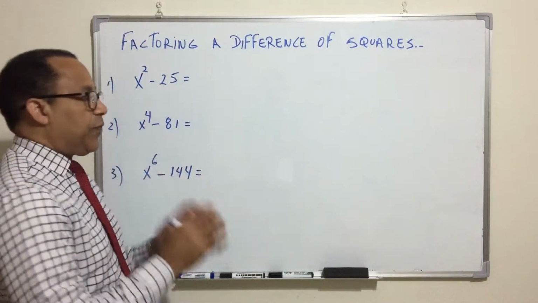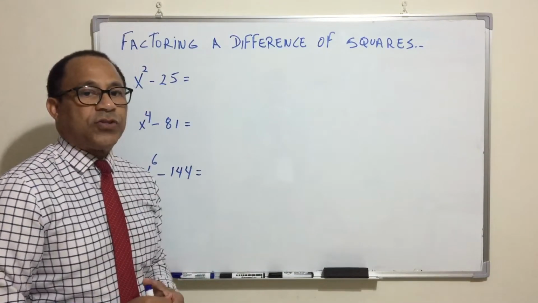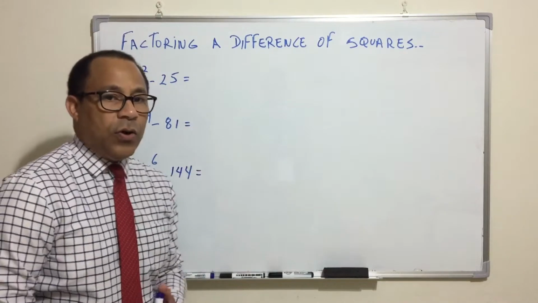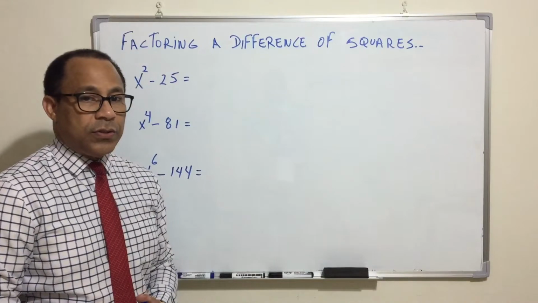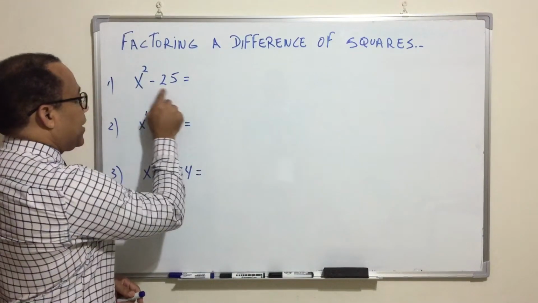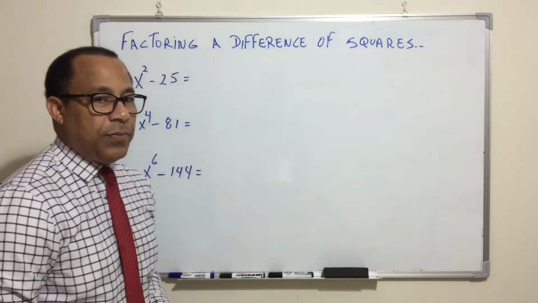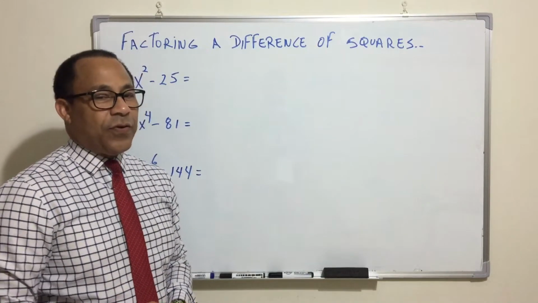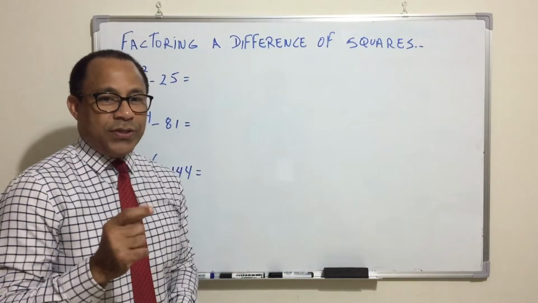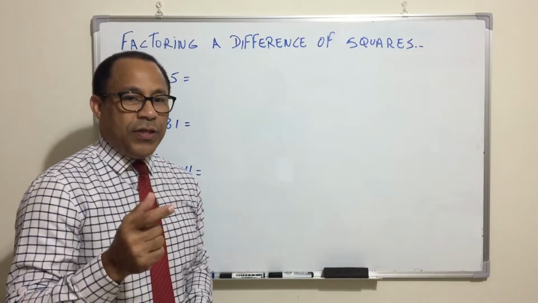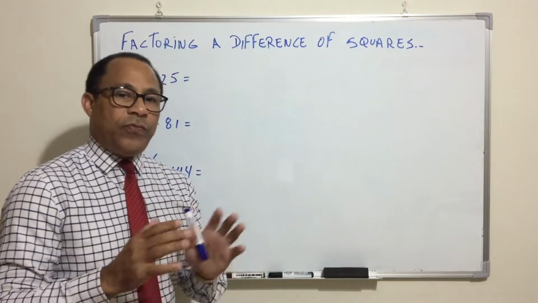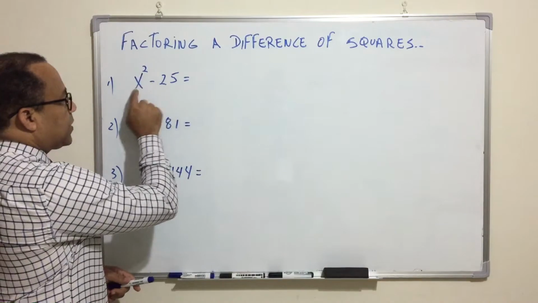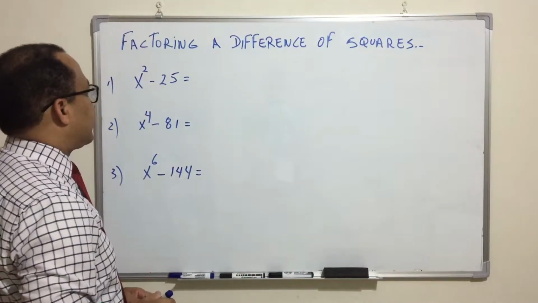It means the first term must have a square root, and the second term must also have a square root, and the sign between them must be a minus sign. Actually, that is the first thing that must happen in order for it to be a difference of squares: a negative sign between the two terms.